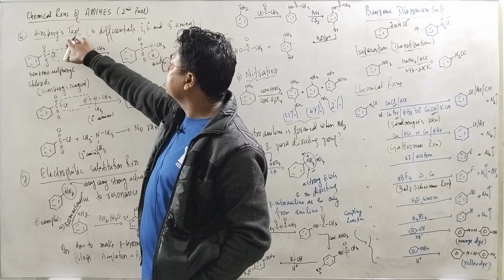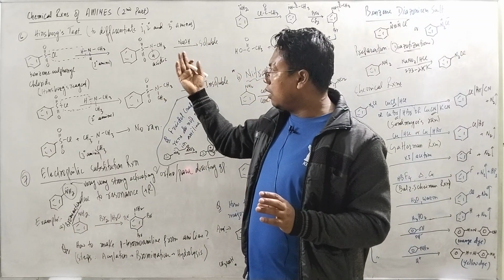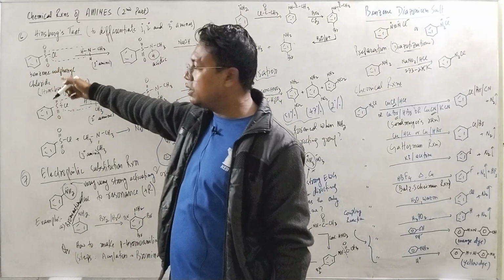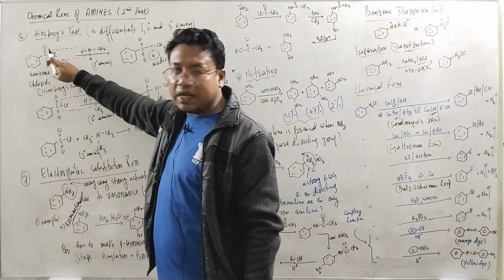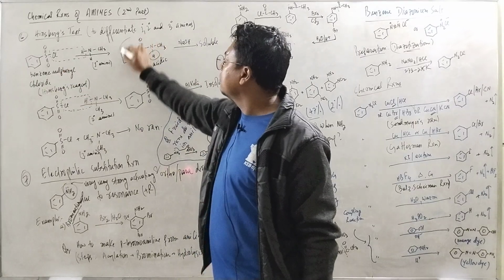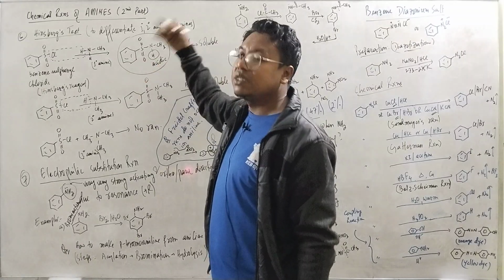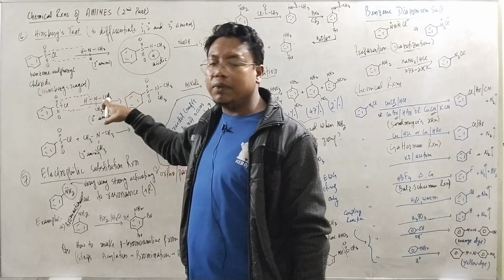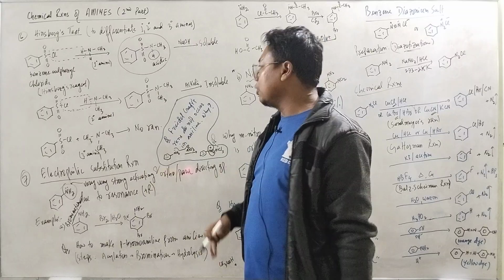Hinsberg's test. Hinsberg's test is a test to differentiate primary, secondary and tertiary amines. In this reaction, we take Hinsberg's reagent, which is benzene sulfonyl chloride. With a primary amine, the reaction forms the product N-methyl benzene sulfonamide.